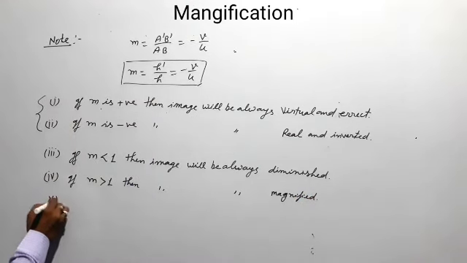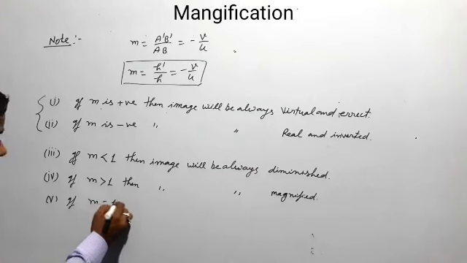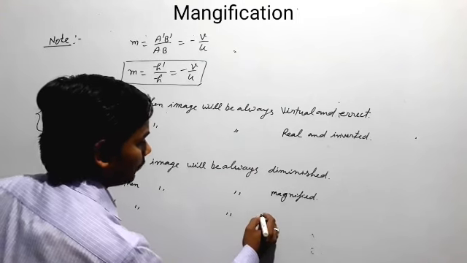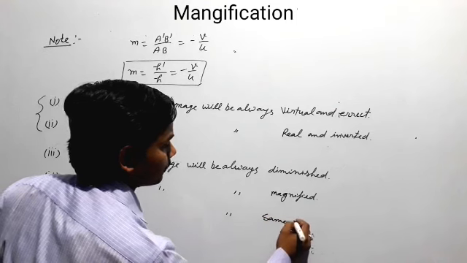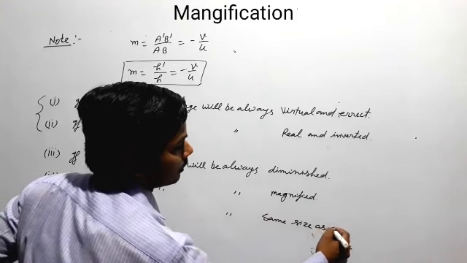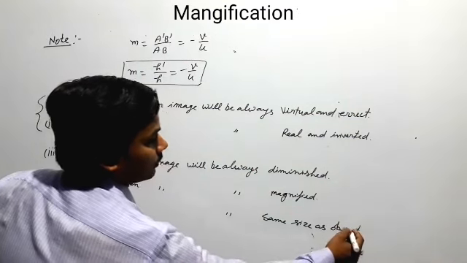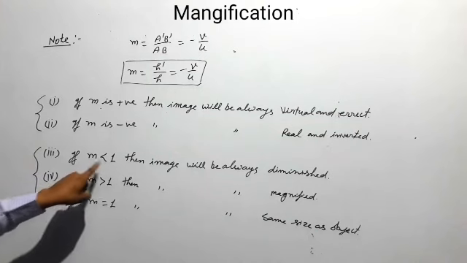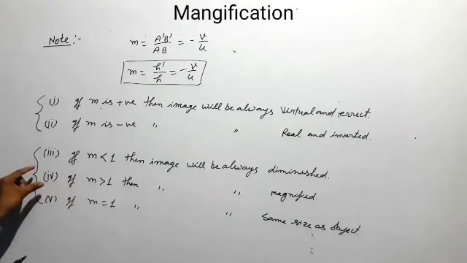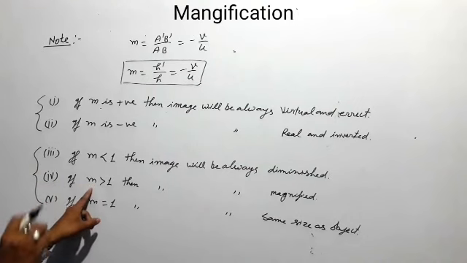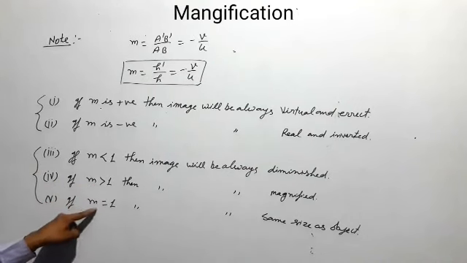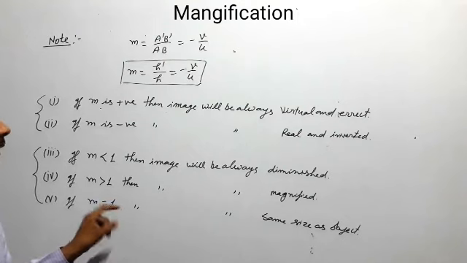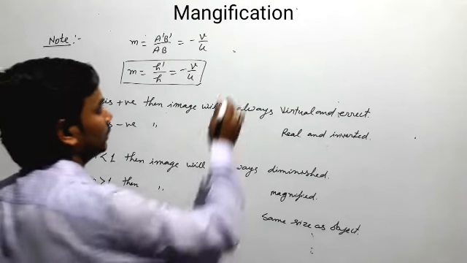Okay, now if magnification equals 1, then the image will always be the same size as the object. Okay, so these are some important terms and these are very useful terms. Clear? So I am repeating, if the numerical value is less than 1, then the image will always be diminished, and if the numerical value is greater than 1, then the image will always be magnified. If the value of magnification equals 1, then the image will always be the same size as the object.